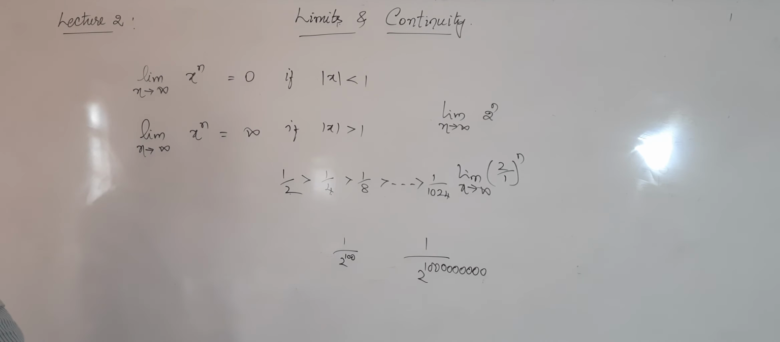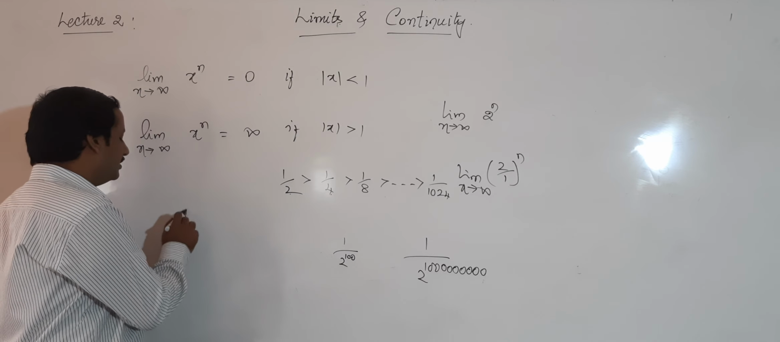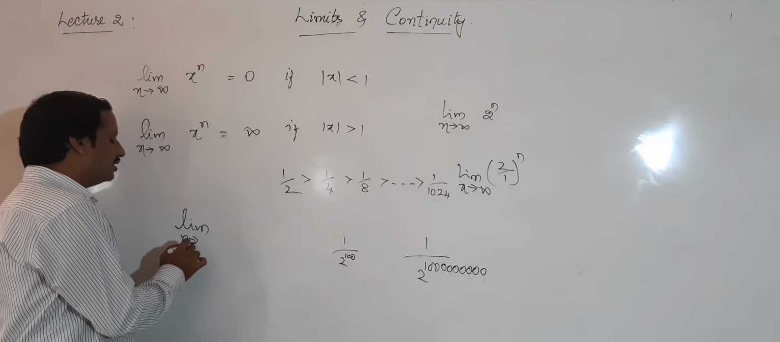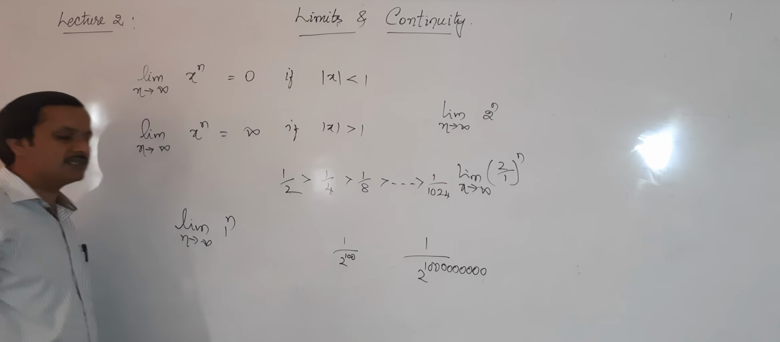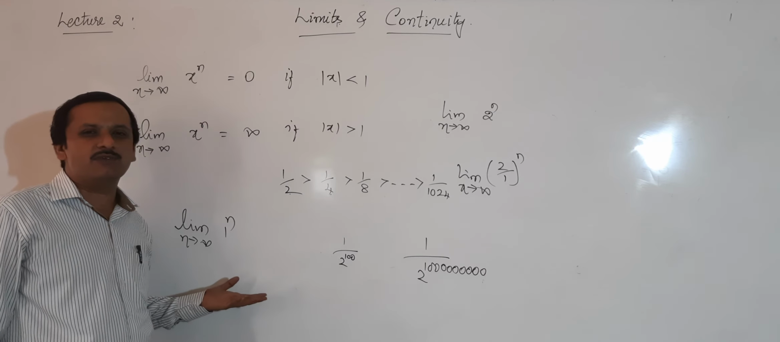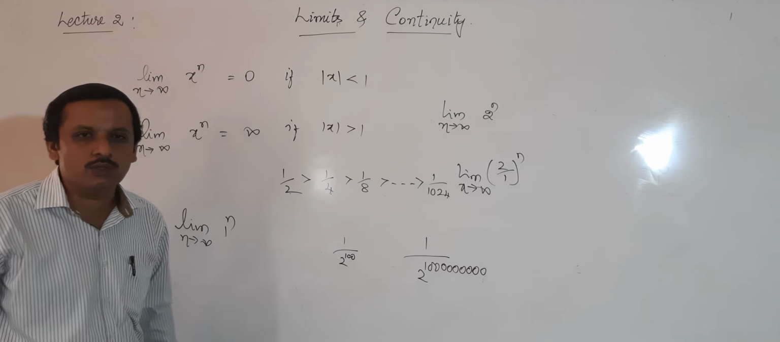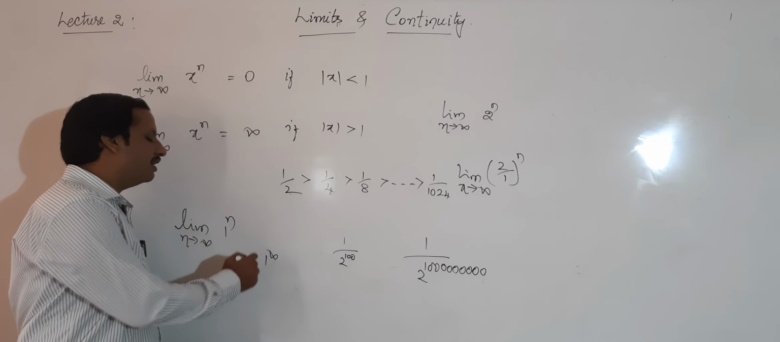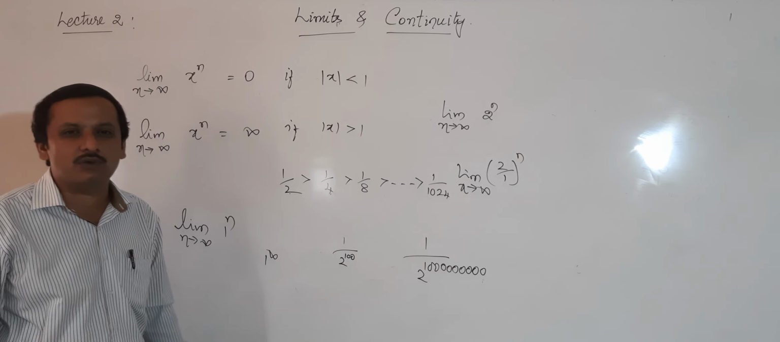But if x is equal to 1, then what happens? Suppose I have the limit as n tends to infinity of 1^n, then what happens? You might think, sir, 1 power any number is always equal to 1, so this value will be equal to 1. It is not true. This is of the form 1 power infinity. 1 power infinity is not equal to 1.